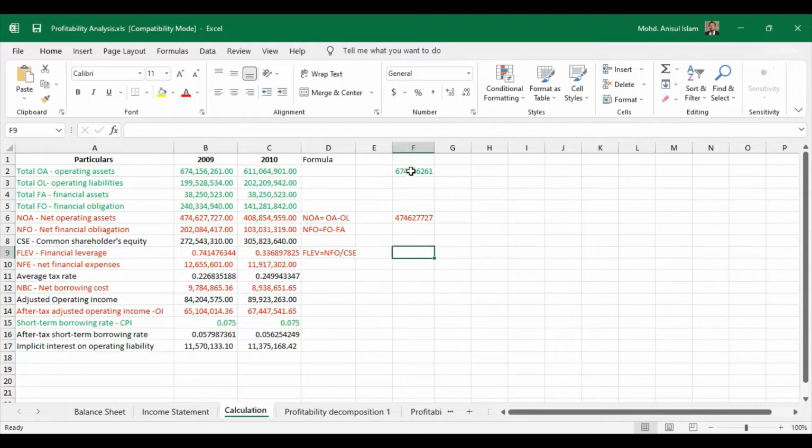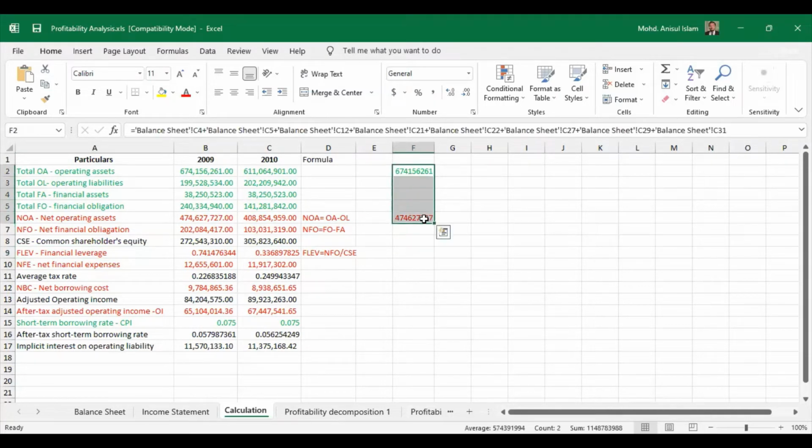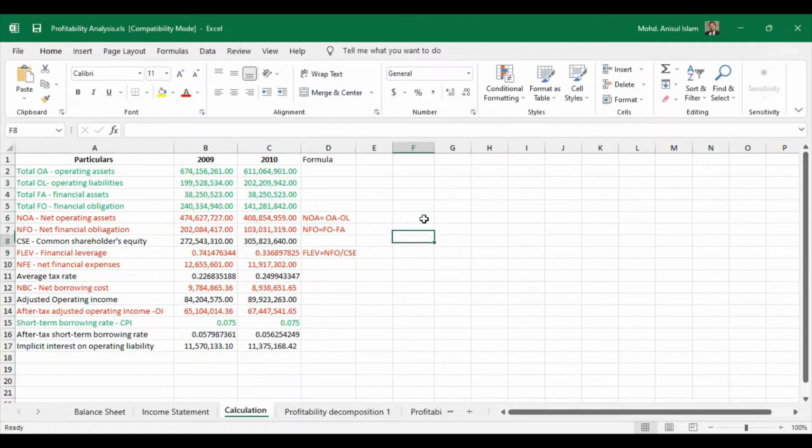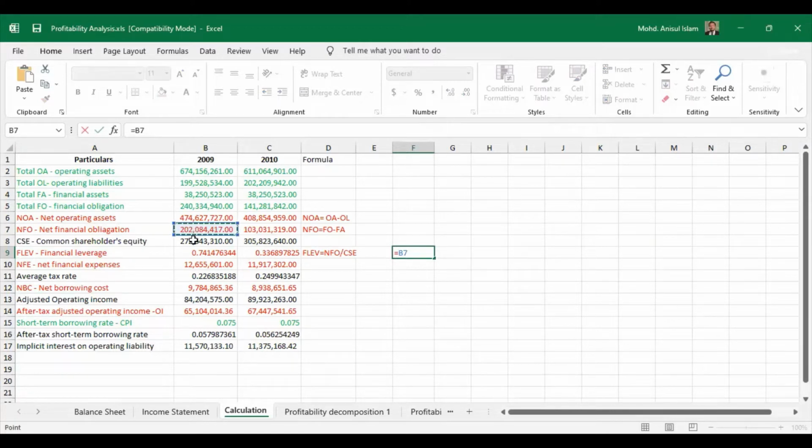So let me show you how we can compute it. Okay. So say we have net financial obligations. So this number, net financial obligations. So we know how to compute the net financial obligations. And we need to divide the net financial obligations by common shareholders' equity.